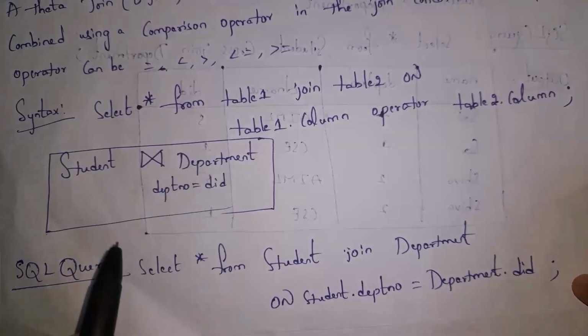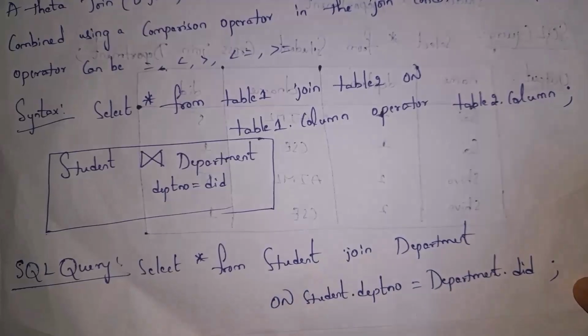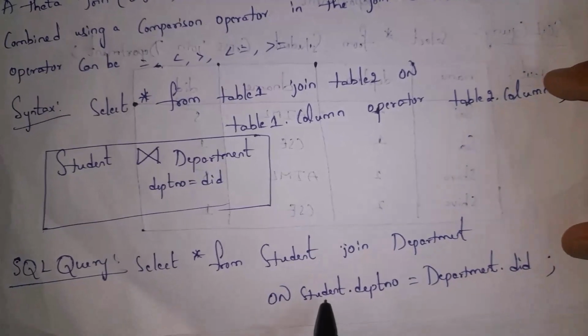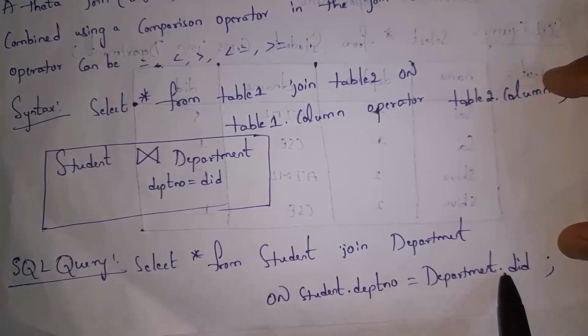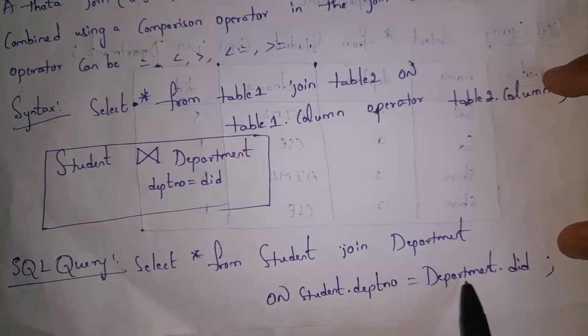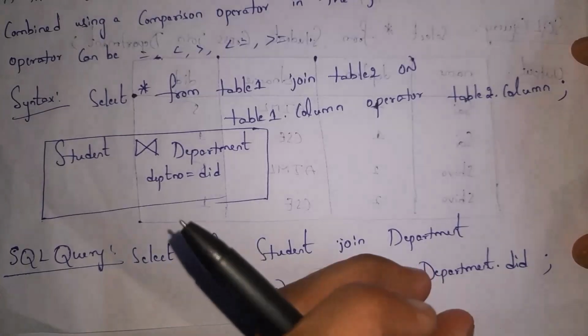This query: select star from student table join department table on condition, that is in the student table department number column is equal to, in the department table, DID column. So student dot department number is equal to department dot DID column. At last give a semicolon. In this query, guys, not only is equal to, you can include less than, greater than, etc. And based on that condition, output will be generated.